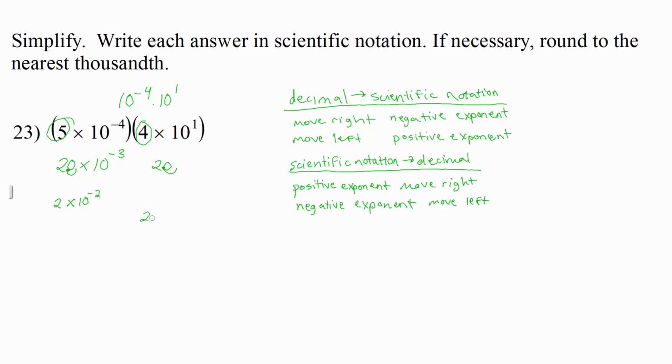Another way to do it is to take what we originally had and change it to a normal decimal number, and then once we have that, to change it back. Because if I move it 3 this way, when I go back, I'm only moving it 2, so I should get 2 times 10 to the negative 2.